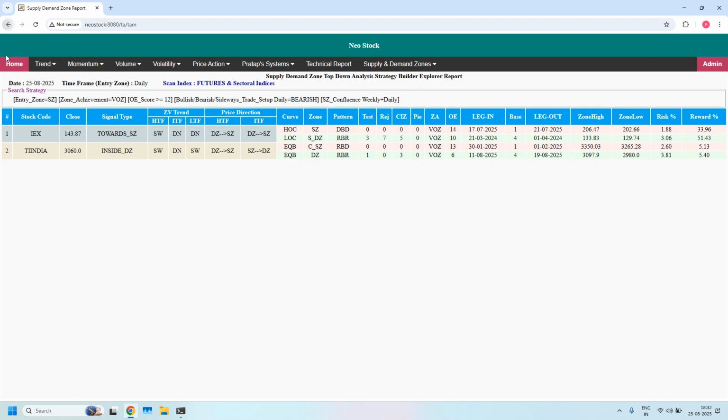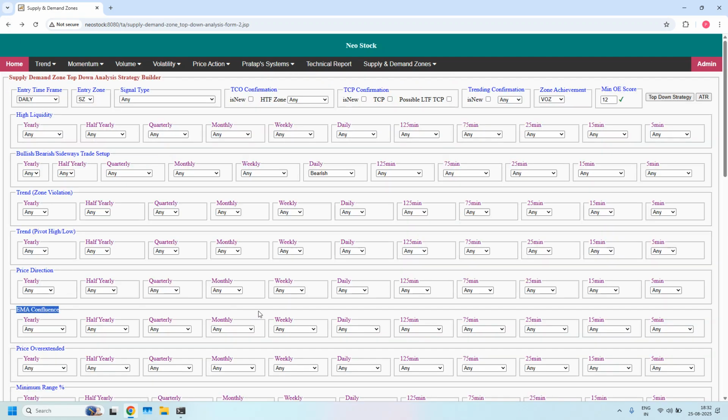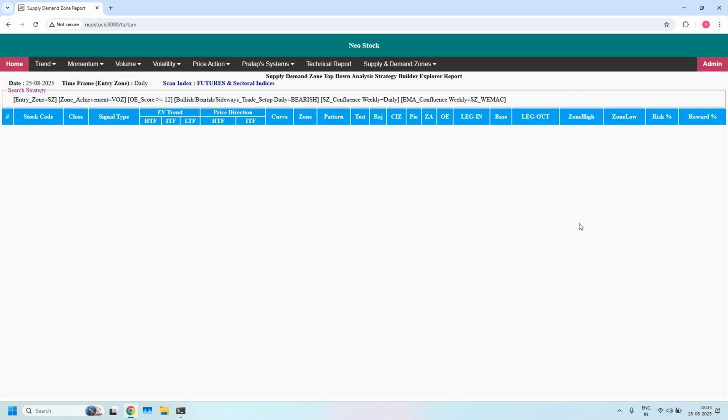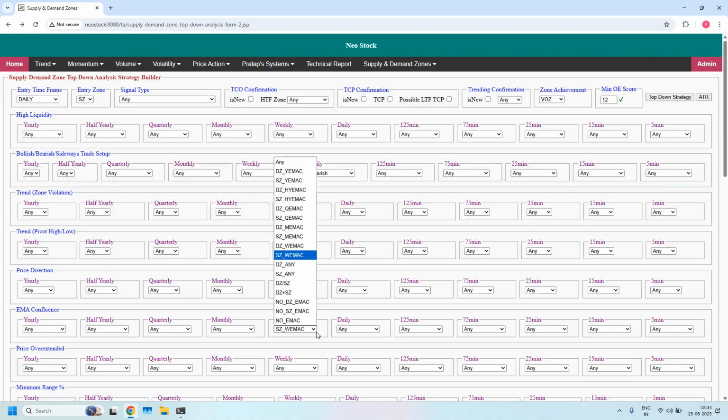Let's further filter based on weekly supply zone having weekly EMA confluence. Inside weekly, daily supply zone is there. Sorry, weekly supply zone with weekly EMA confluence. None of the stocks are having weekly EMA confluence. Next, we will look into LTF, ITF, HTF supply zone confluence supported stocks.